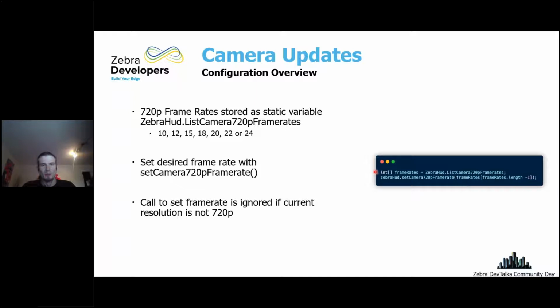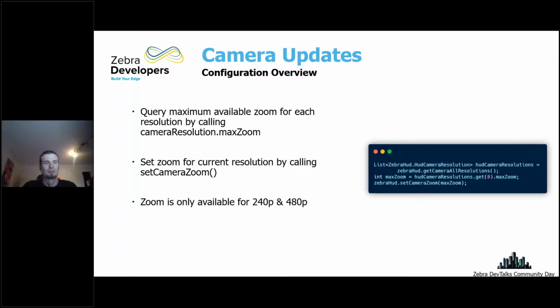So these go from lowest frame rate to highest. So if you want to set the highest frame rate possible, just choose the last item in the list, or alternatively, just put the hard-coded value in there if you prefer. If you try and call or set the frame rate and the current resolution is not 720p, then the call is just ignored. It would silently fail. So something to bear in mind there.